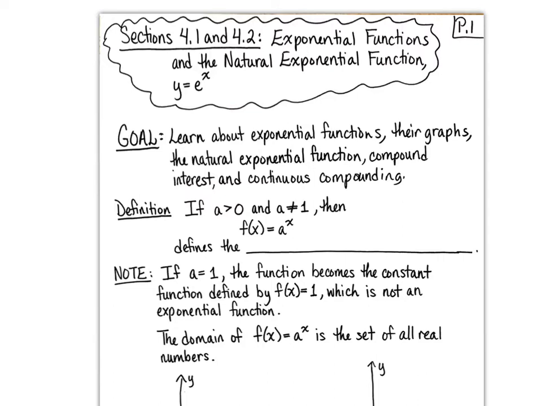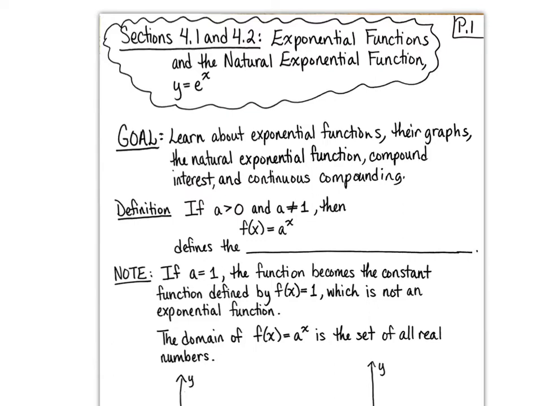Okay, so our goal here is to learn about exponential functions, their graphs, learn about the natural exponential function, and some natural properties that come along with it, some other concepts that are applications of exponential functions. For example, compound interest and continuous compounding.